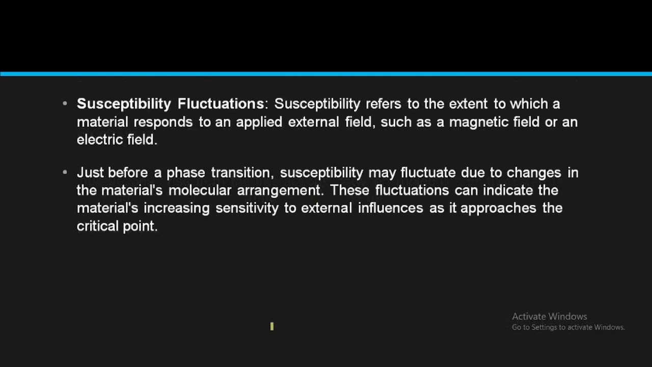Okay. The next one is susceptibility fluctuation. Susceptibility refers to the extent to which a material responds to an applied external field, because we have already studied magnetic susceptibility. Before a phase transition, susceptibility may also vary. Why? Because susceptibility depends on the molecular arrangement, or how the molecules respond to an external field. So when the molecular arrangement is varied just before the transition, the susceptibility also varies or fluctuates.